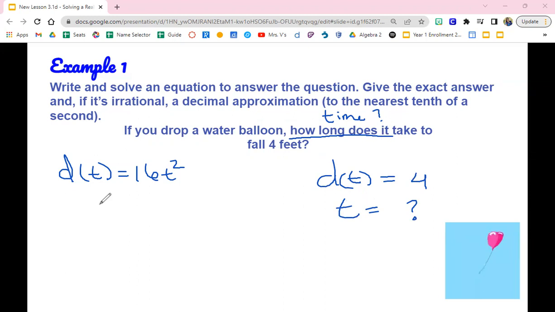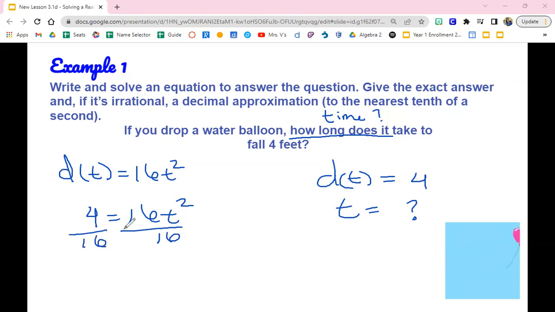So let's go ahead and substitute our following parameter. Here we have 4 equals 16t squared. Now, the way that we're going to solve this is by doing the square root method. Do you guys remember the square root method? I hope so. All right. So we have to isolate this t. How do we isolate it? Not subtract. It's multiplying. Divide. Go ahead. Divide 16 on both sides.